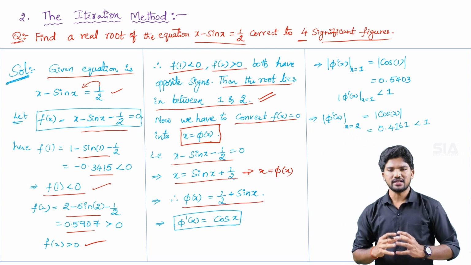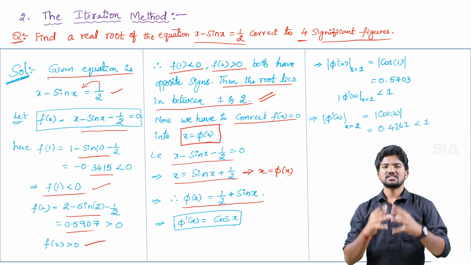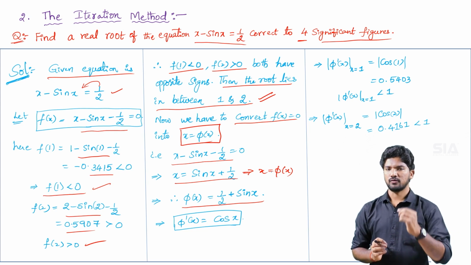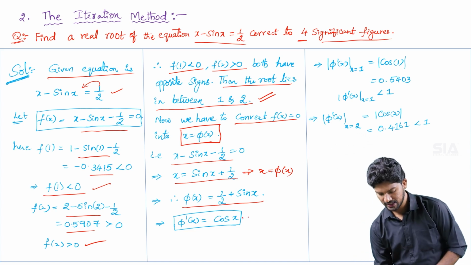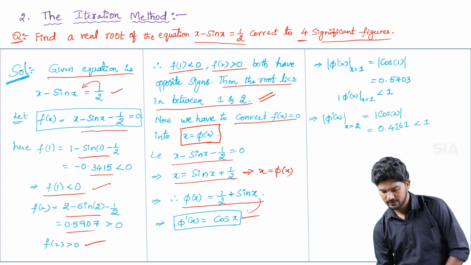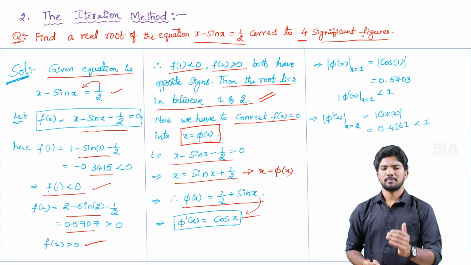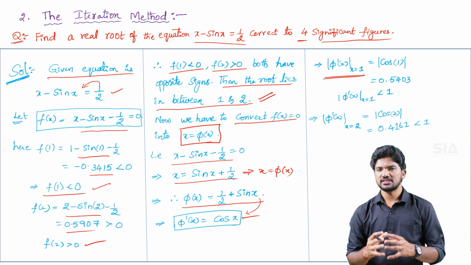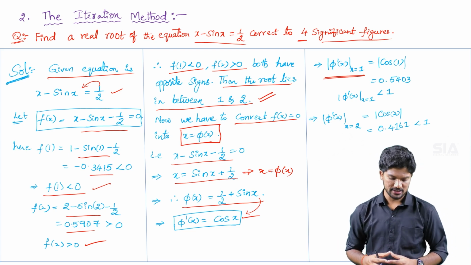After getting the x is equal to phi of x form, now we have to check the conditions for convergence. In this iteration method, we have to find one condition, that is the differentiation of phi of x. Phi dash of x is equal to, for 1 by 2 the constant differentiation is 0, plus sin x differentiation is cos x. So therefore phi dash of x is cos x. Next, we have to find the differentiation value at x is equal to 1.